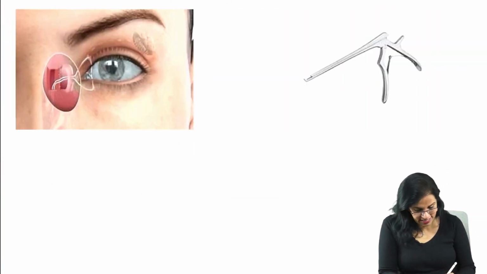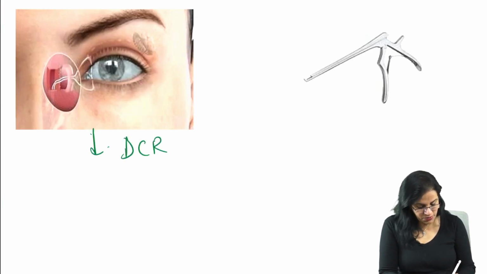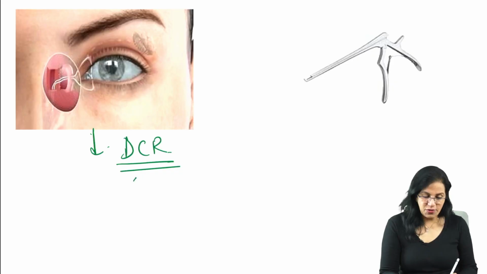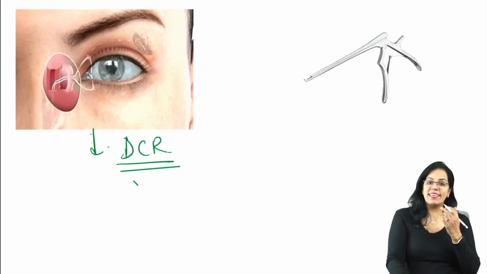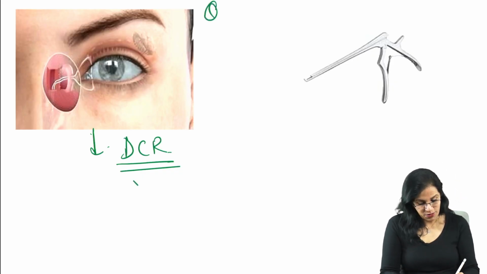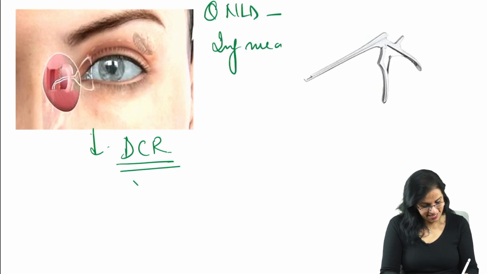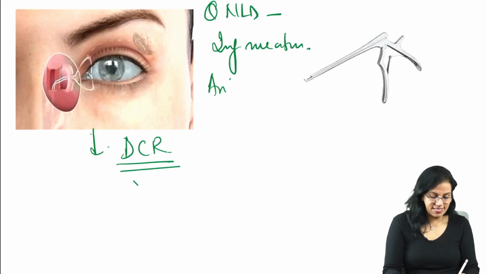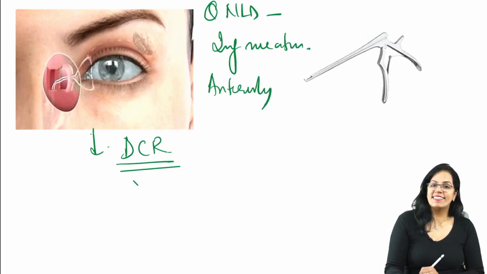What are you looking at? This is connecting the sac to the nose. We are talking about dacryocystorhinostomy. Where do you make the opening? NLD opens where? Inferior meatus. So this is one question that NLD opens in inferior meatus. Where inferior meatus? Anteriorly. Isn't it?